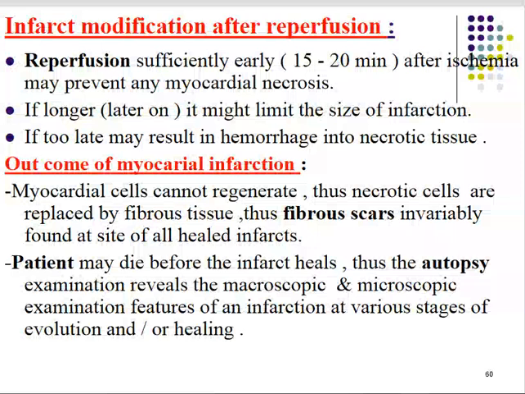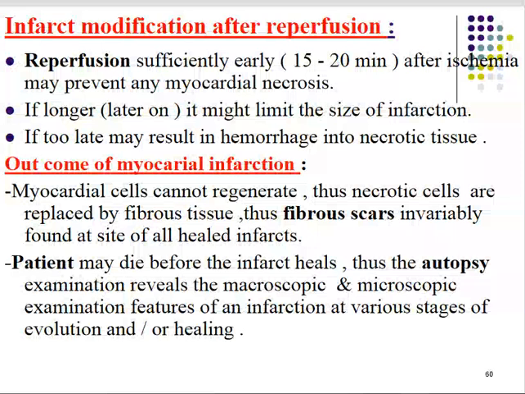What is the outcome of the myocardial infarction? Myocardial cells cannot regenerate, as you know. Thus, necrotic cells are replaced by fibrous tissue, resulting in the fibrous scar that is mostly found at the site of all healed infarctions. So infarcted myocardium is replaced by a fibrous scar, and the patient may die before the infarction heals.